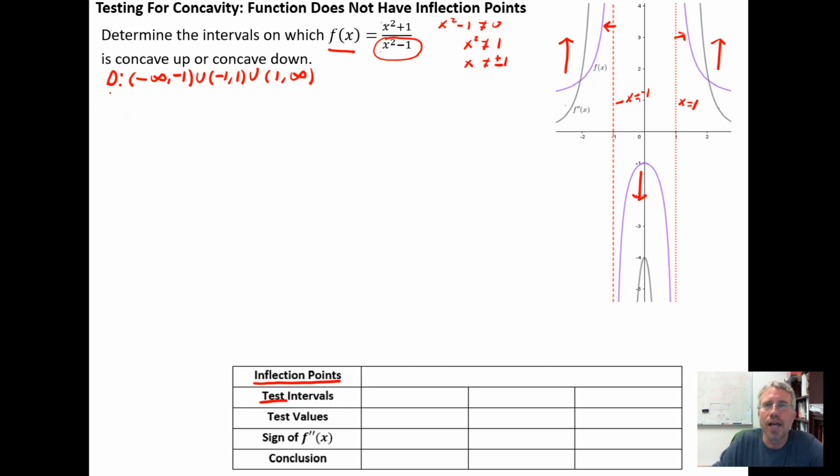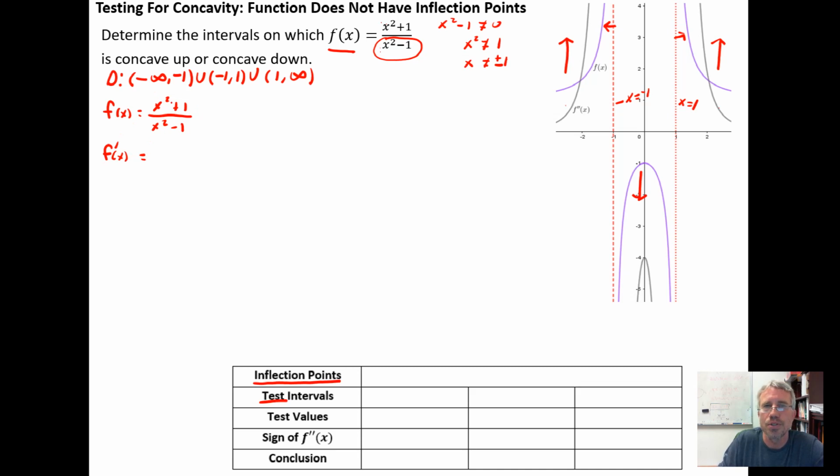Once I've done that, I want to find the second derivative, because if inflection points exist, then the second derivative is either going to equal 0 or it will be undefined. So start off with the original function. We have f of x equals (x squared plus 1) over (x squared minus 1). I have a rational function.